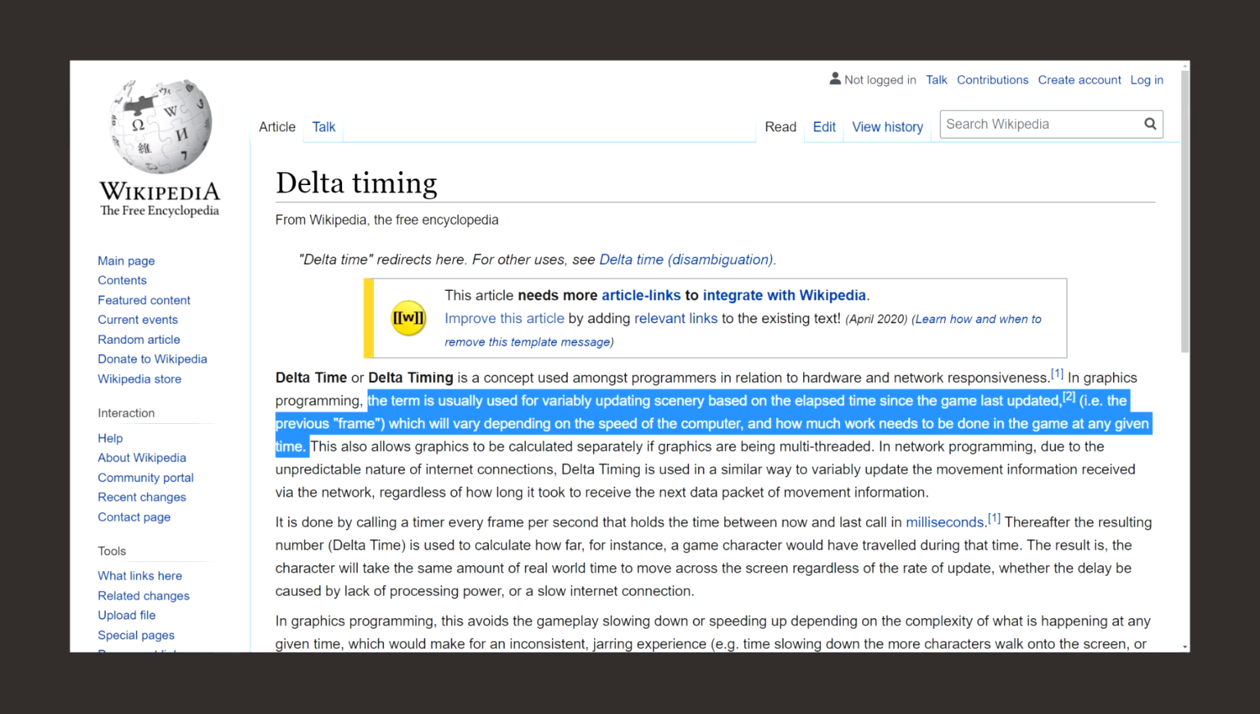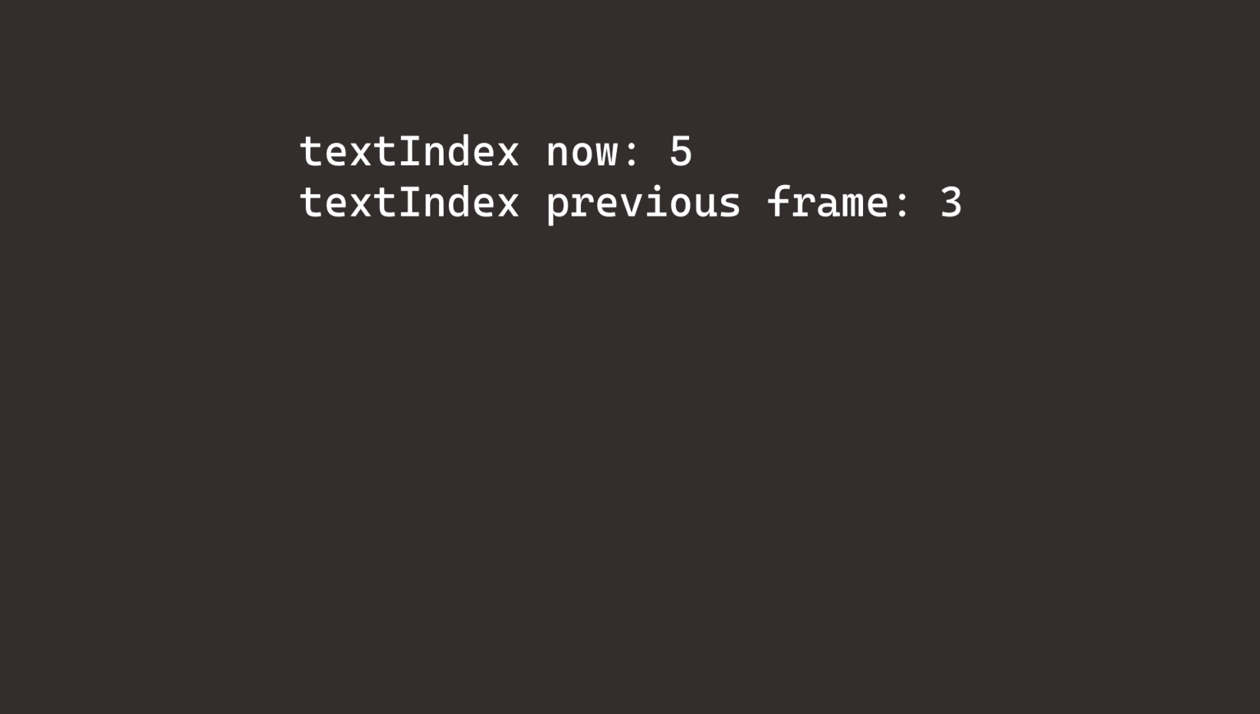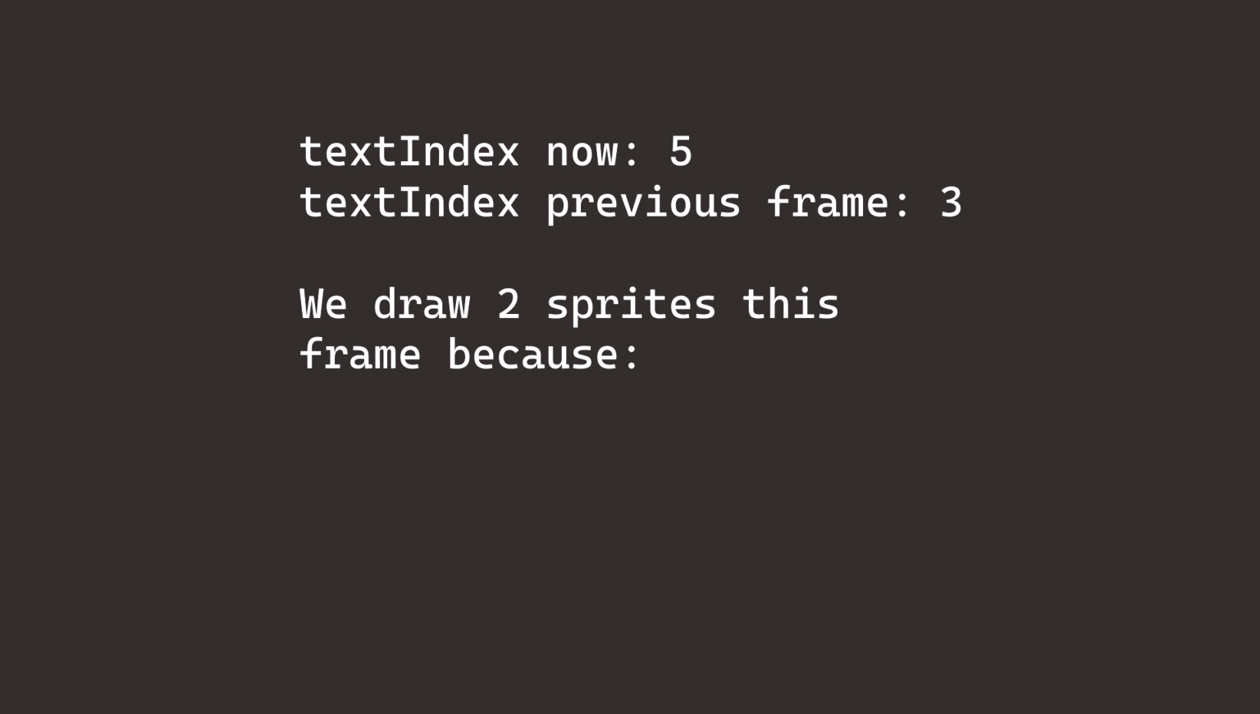This concept is known as delta timing, and some of you may have heard of it before, but if you're new to programming or just computers in general, this concept may be a little bit confusing. All you need to understand is that it ensures that the value increases at the same rate, regardless of your frame rate. We can then use this value as a means to measure how many characters we need to draw the next frame. For example, if the value is 5 now and was 3 the previous frame, we know we need to draw 2 sprites, because 5 minus 3 is 2.